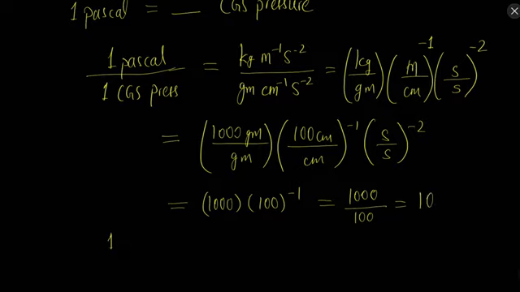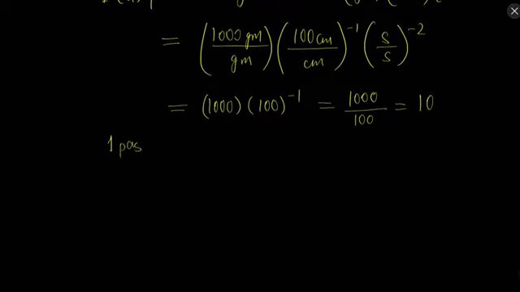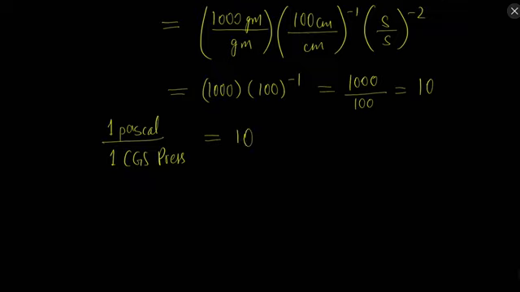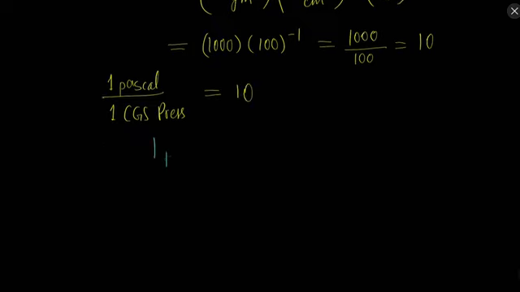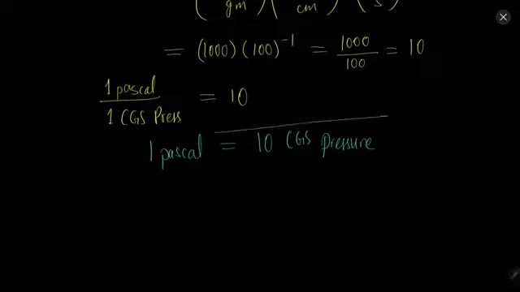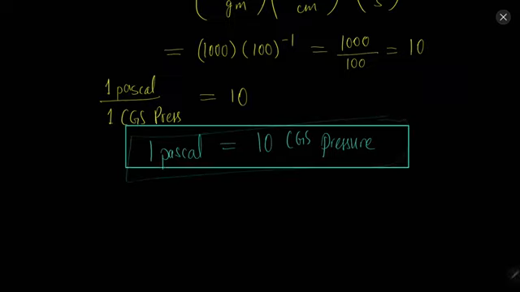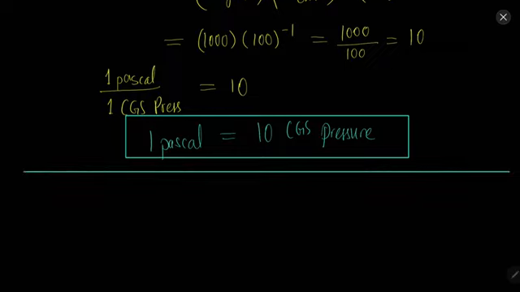So 1 Pascal upon 1 CGS pressure is equal to 10. So this means we get 1 Pascal equal to 10 CGS pressure. So this is how we can convert one unit into another unit using dimensional analysis. So this was the second application or second use of dimensional analysis.